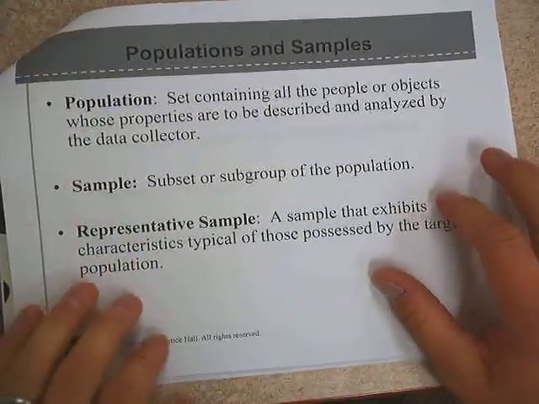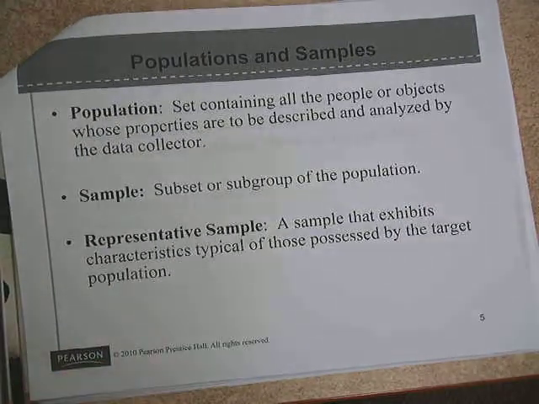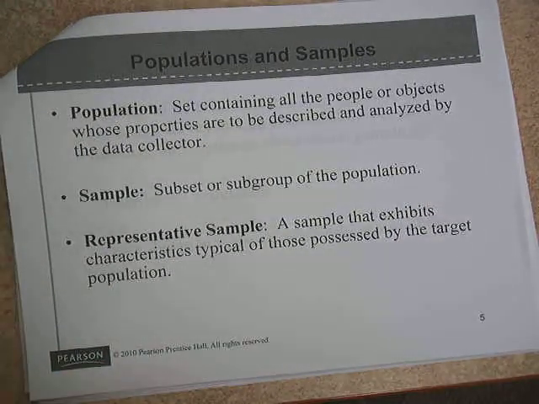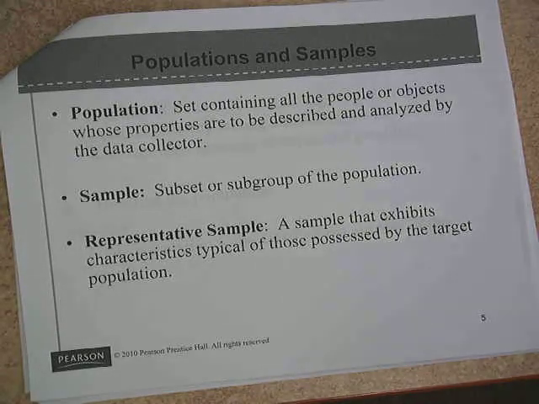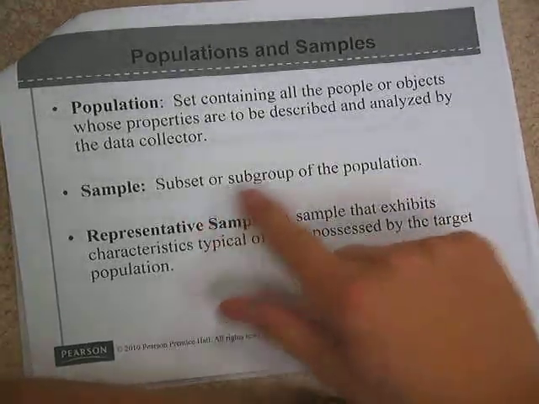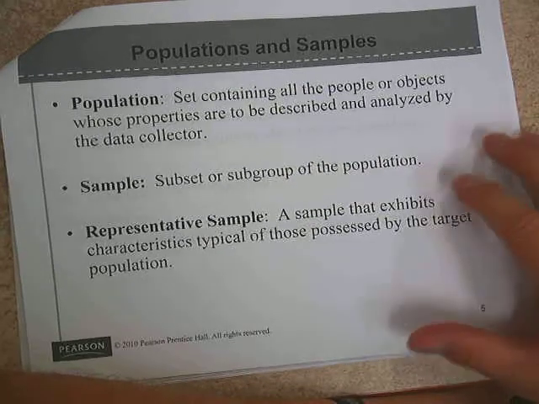First of all, we're going to be dealing with populations. Okay, this is going to be a set containing all the people or objects whose properties are to be described or analyzed by the data collector. And then also a sample, which would be a subset or a subgroup of that population.